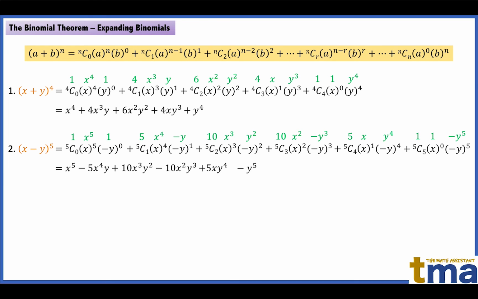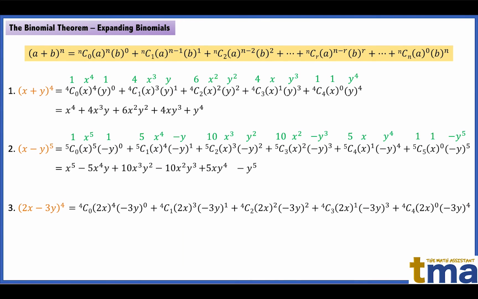One more example like (2x minus 3y) to the power of 4. Since n equals 4, we should start with 4C0, then 4C1, then 4C2, then 4C3, and finally 4C4. Here the first term is 2x. We start with 2x to the power of 4, then 2x to the power of 3, then 2x to the power of 2, then 2x to the power of 1, and finally 2x to the power of 0.